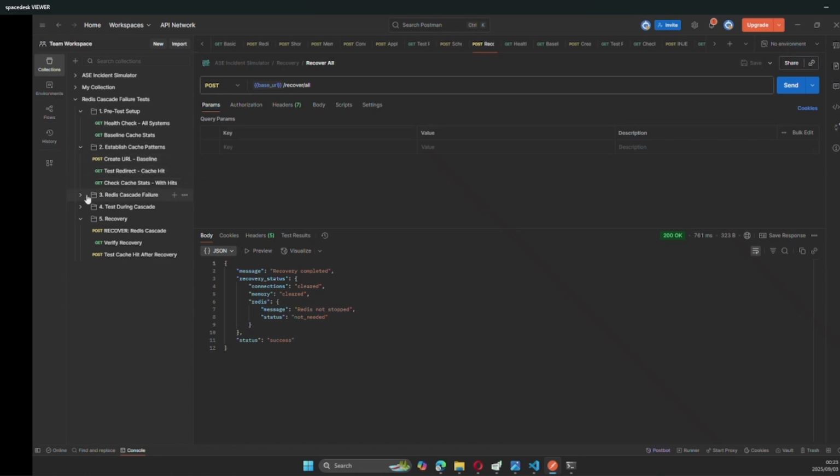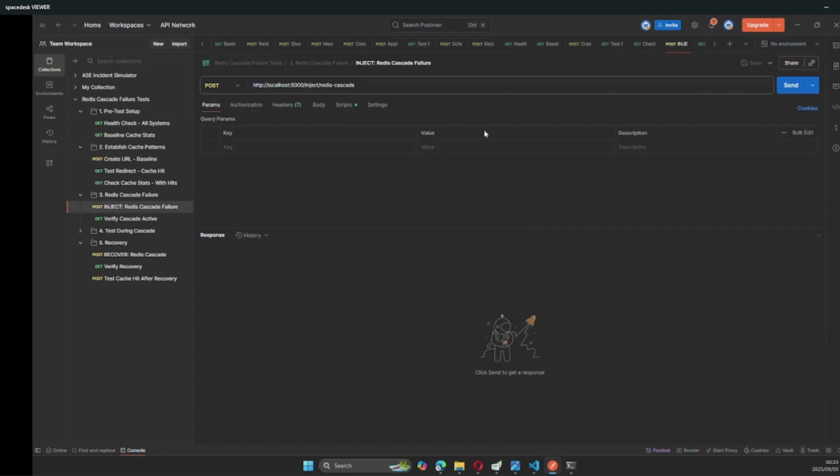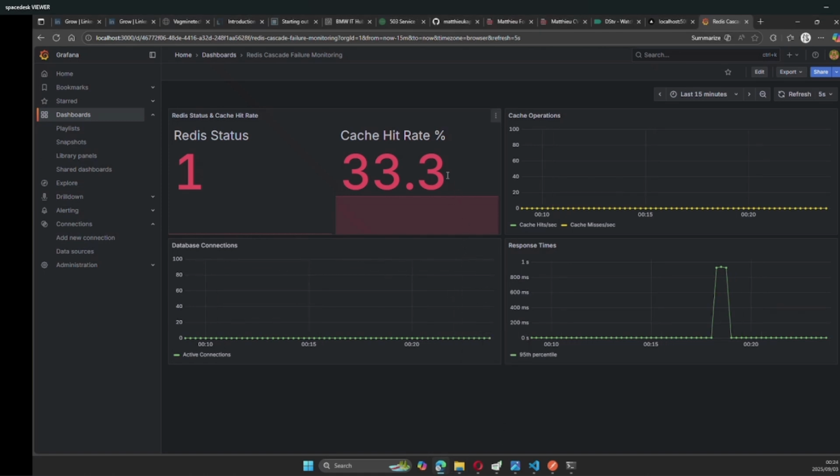First, we're going to stop the containers, the Redis containers, and we'll see the effect of that. There you go, the Redis container stopped. You see that the cache hit drops to 0 immediately. The Redis status shows failed. There's nothing available. But watch what happens to response times.